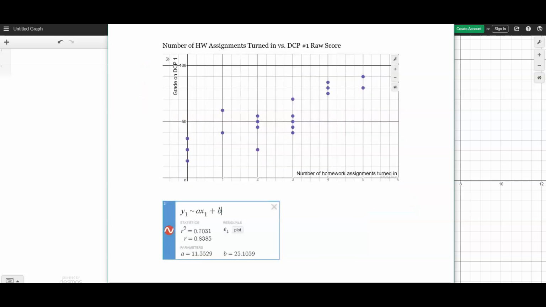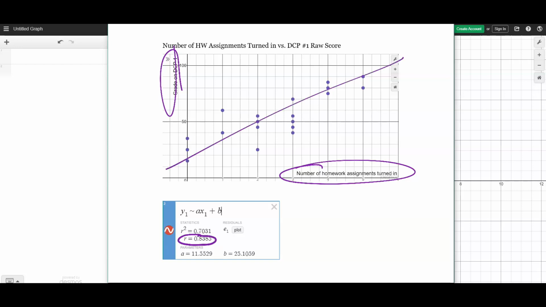But let's say they show you this. Number of homework assignments turned in versus your grade on the DCP. We have a strong positive correlation because my R value is a strong positive number. Our trend line goes up, which means the more homework assignments you do, the higher your grade is probably going to be. This is legitimate data from my classes last year, just so you know. But does this show causation? Does the number of homework assignments you've practiced and turned in directly affect how good you're going to do on a test? Yeah. The more you've practiced, the more prepared you are for the test.